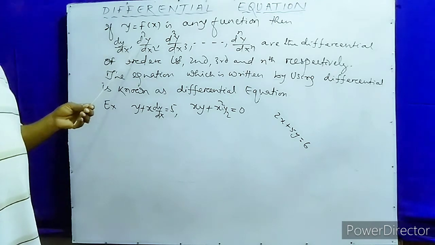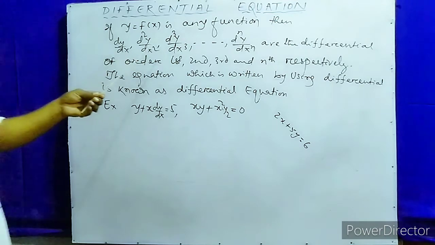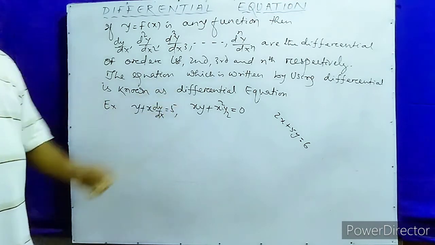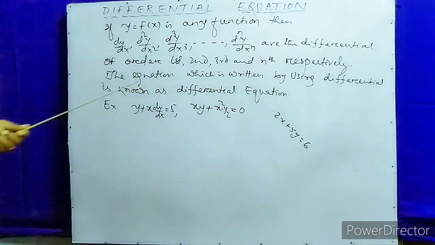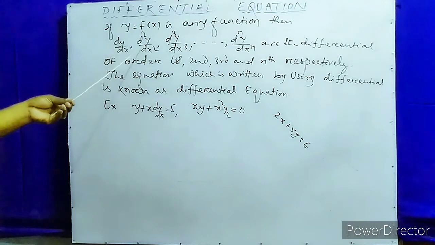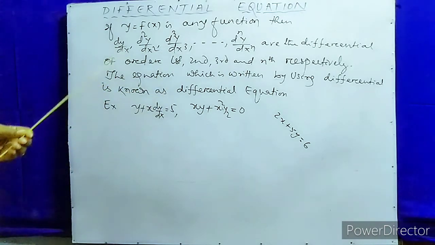If you find the derivative the second time, it is d square y by dx square. Third time derivative is d cube y by dx cube. The nth time derivative is d to the power n y by dx to the power n. These are the differentials of the first order, second order, third order, and this is the nth order differential.